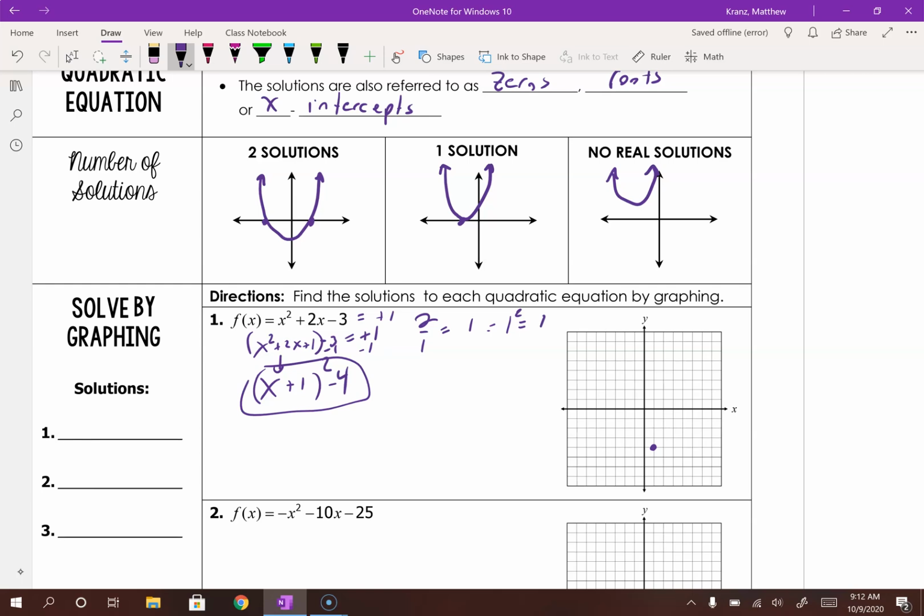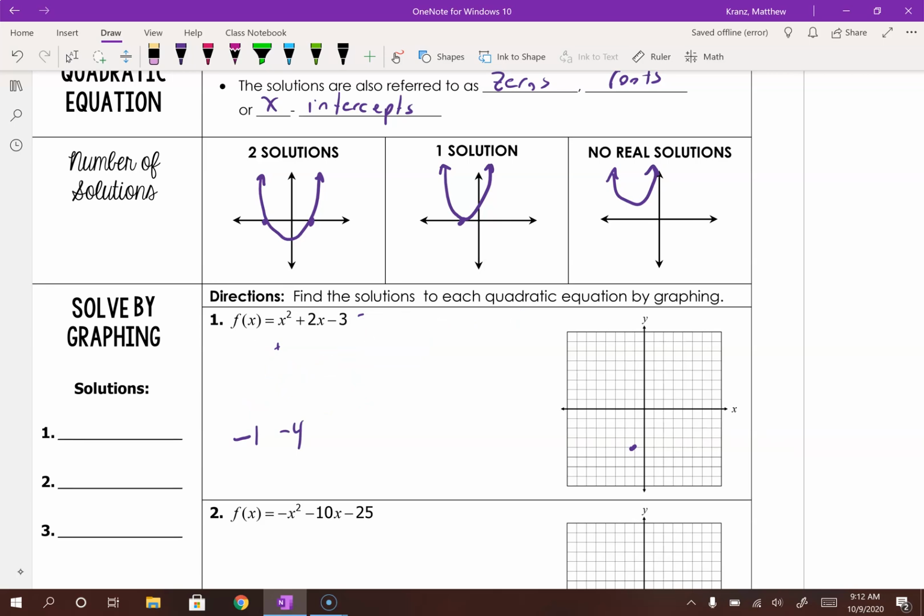So now we'll go ahead and graph our parabola. So we know that our vertex is going to be negative 1, negative 4. All right, and we are going to go ahead and graph this parabola. And the things that I'm looking for, honestly, is I need the zeros, right? So I need to know where y equals 0.